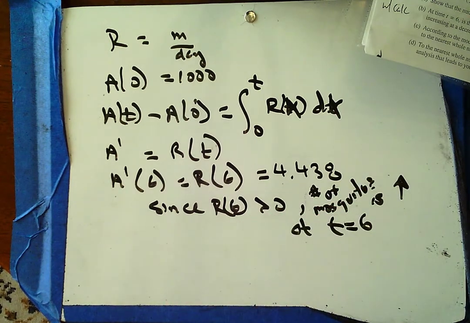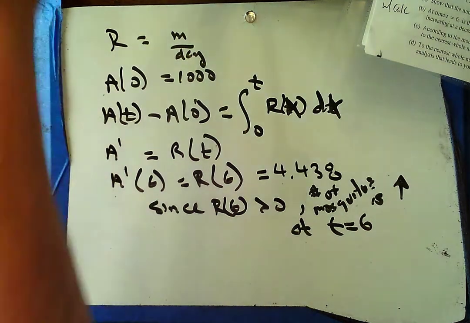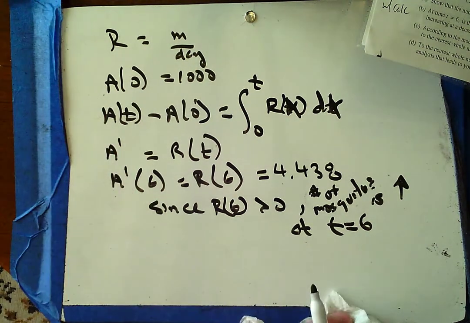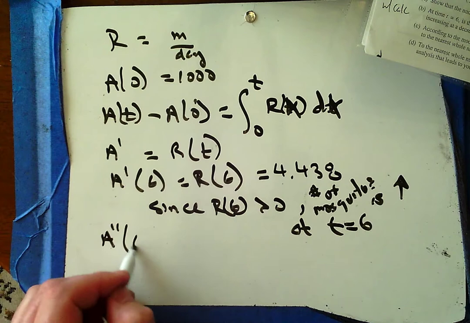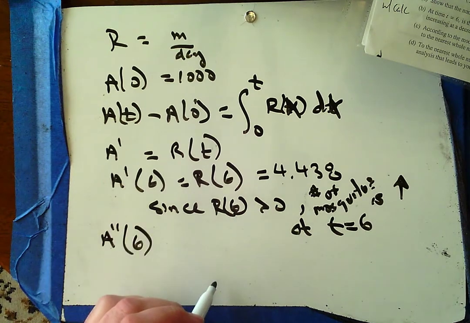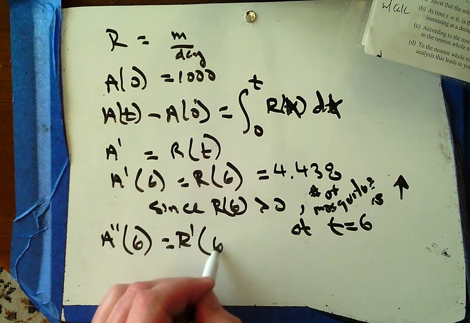Okay, so where do we go from there? Part B. At time equal to 6, is the number of mosquitoes increasing at an increasing rate, or is the number of mosquitoes increasing at a decreasing rate? Well, I want a double prime of 6 then. And to find a double prime of 6, that's r prime of 6.